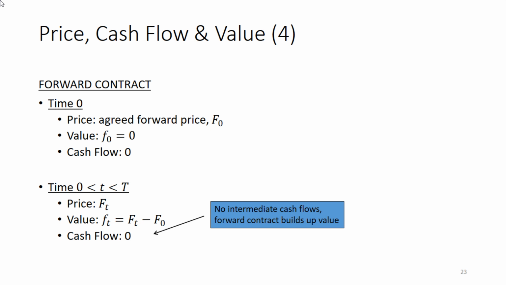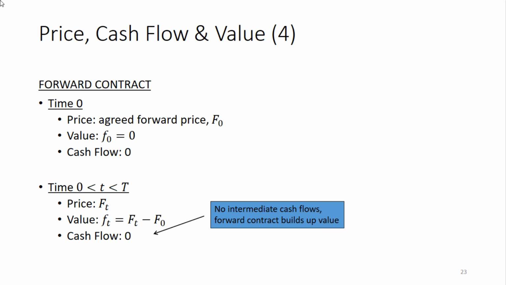So we look at a forward contract that is entered into at time 0, and the maturity moment is time capital T. And I will distinguish three typical moments. I will look at what happens at time 0, at the initiation of the contract. I will look at what happens in between, all moments in between, and I will look at what happens at the maturity moment.